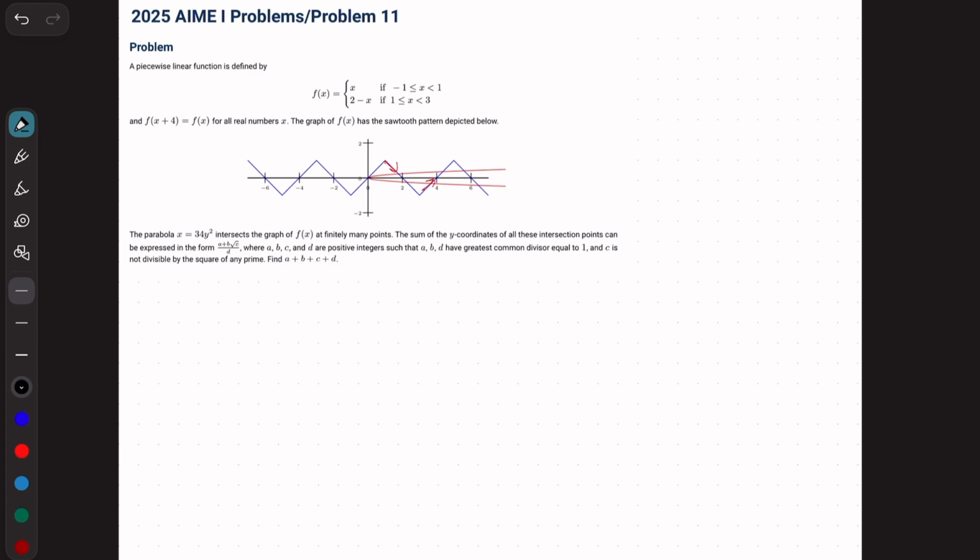The parabola x equals 34y squared intersects the graph of f(x) at finitely many points. The sum of the y coordinates of all these intersection points can be expressed in the form (a plus b square root of c) over d, where a, b, c, and d are positive integers such that a, b, d have greatest common divisor equal to 1, and c is not divisible by the square of any prime. Find a plus b plus c plus d.